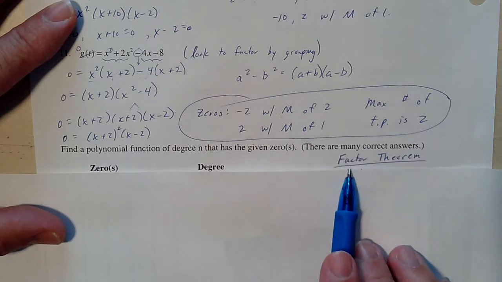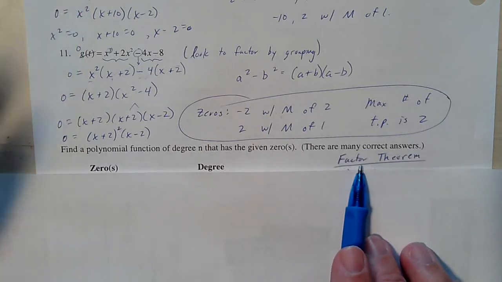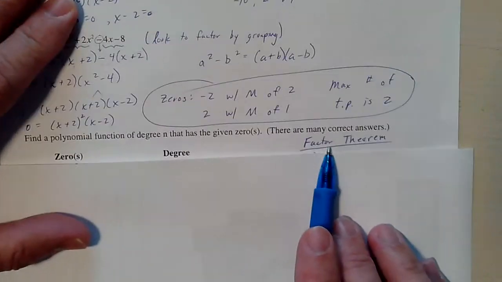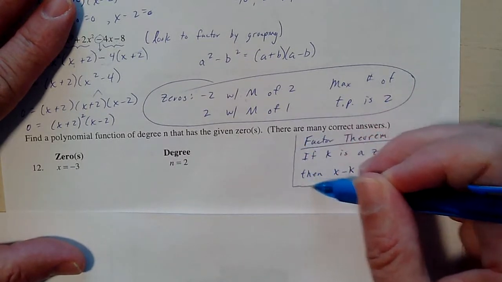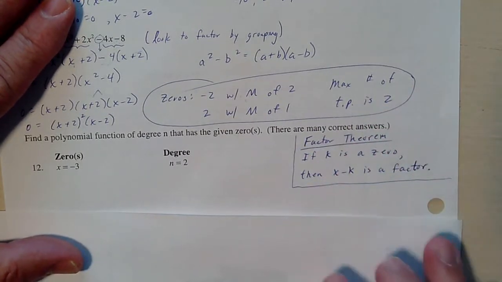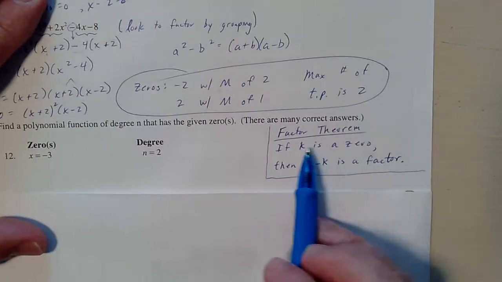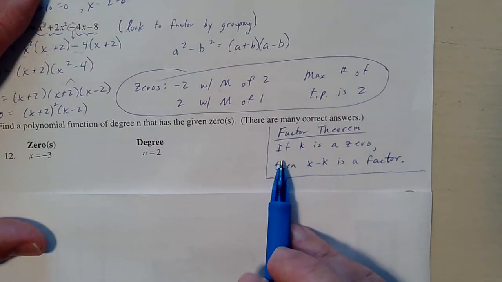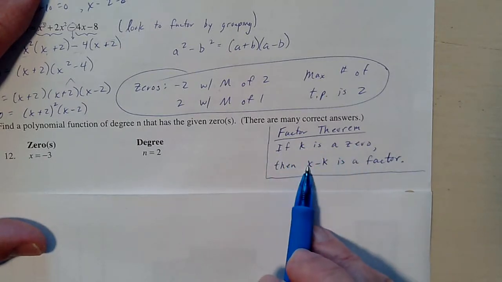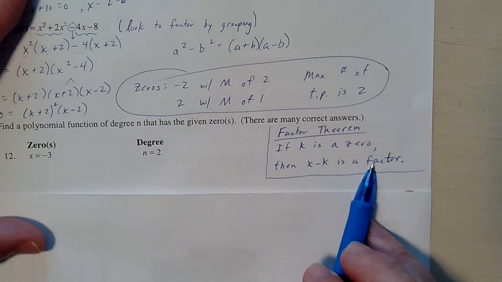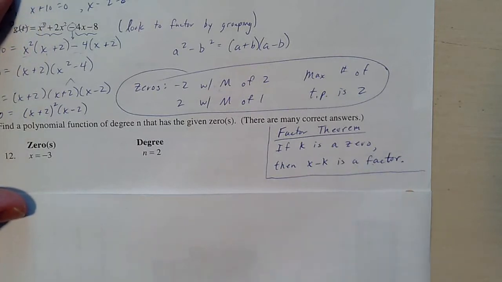All right, now we're going to need something that's actually formally presented in section 2.3, but we kind of need it now. So I want you to write this little version of factor theorem. This really shouldn't get in the way of our work if you nestle it over here off to the side, okay? So go ahead, write this down. It states this, factor theorem: if k is a 0, then x minus k is a factor. Okay, pause and write that down.